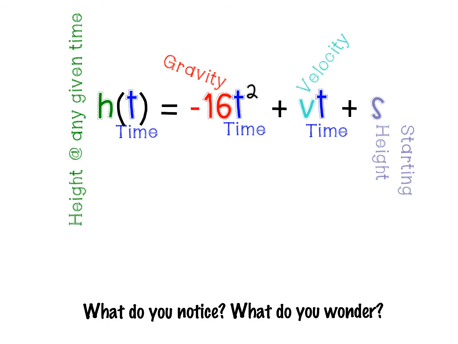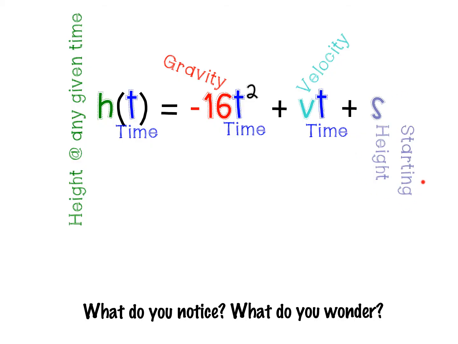So negative 16 will always be negative 16, and that accounts for gravity, because when an object goes up in the air, gravity is pulling it down. So the coefficient in front of the t squared variable will always be negative 16. V is the velocity, so how much force is being put into it. So it's the difference between if I drop something, so I'm not putting any force into it, versus if I throw a ball, I'm putting some velocity into it. So that's the v, and you'll be given these values.